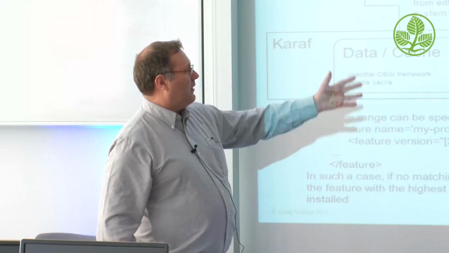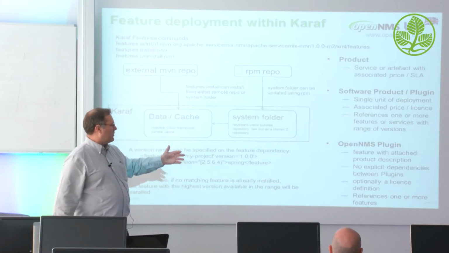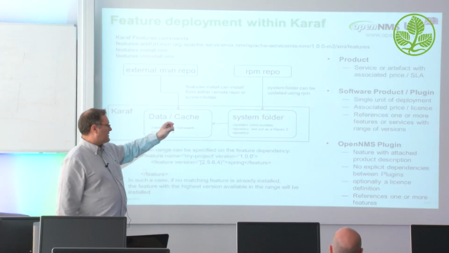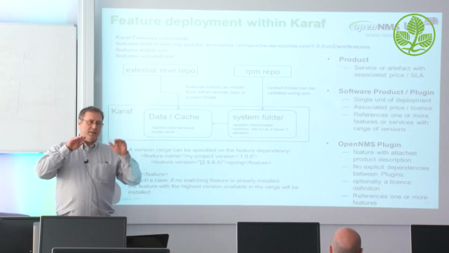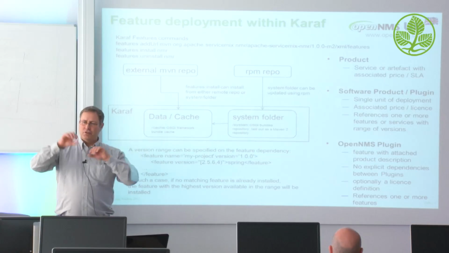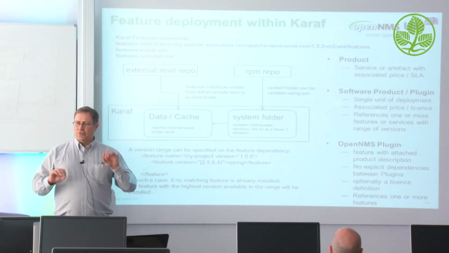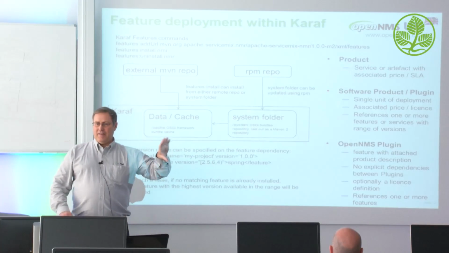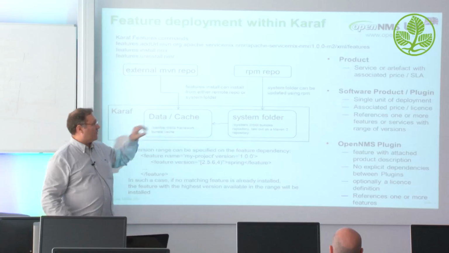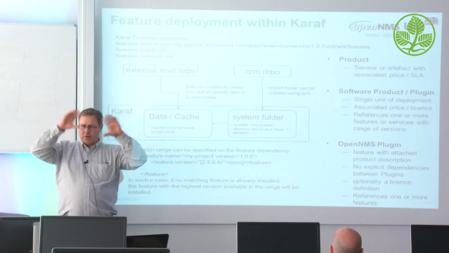And an OpenNMS plugin using this idea is a feature with an attached product description. It's got no explicit dependencies between plugins. So the idea is that a plugin may use many similar underlying modules, but there's no dependency between plugins when you're deploying them. So I say I want to deploy this particular feature. You can't say this particular plugin depends on another plugin, because at that level, that's not how it works.